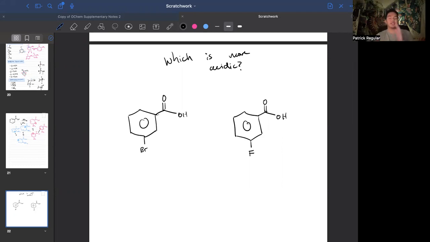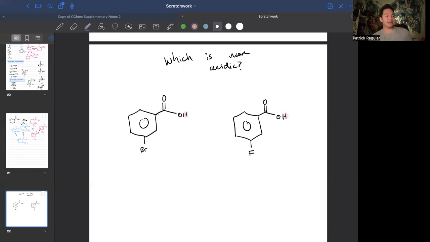Okay, so for the question, which of the following is more acidic? You have benzoic acids with a meta-bromo group and a meta-fluoro group. Which is more acidic? Well, if we're looking for acidity, let's identify our acidic hydrogen. Which of the following hydrogens will protonate? I know it's not going to be the hydrogens on the benzene ring. It's probably going to be the ones on the benzoic acid.